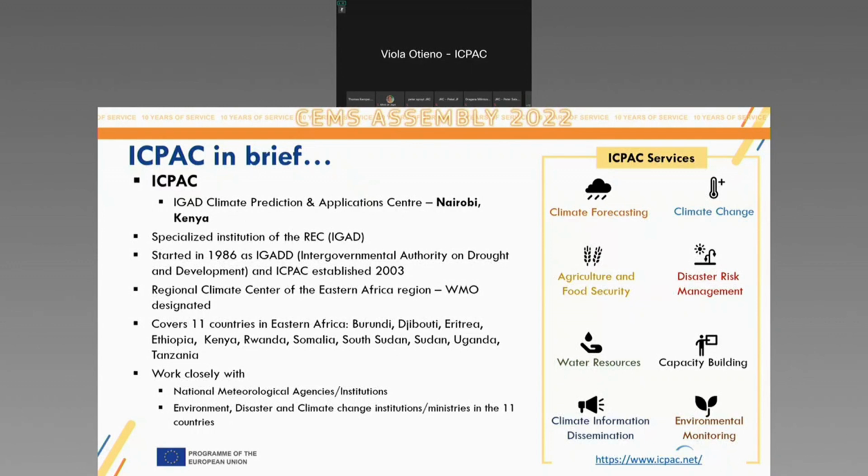ICPAC is also a WMO designated regional climate center for Eastern Africa, and we serve 11 countries in Eastern Africa, and the countries are listed on the slide. The mode of operation is that we work very closely with national meteorological agencies and institutions. But in addition, because we also look at climate applications, we work closely with environment, disaster, and climate change institutions as well. Our services can be divided into 8: climate forecasting, climate change, agriculture and food security, disaster risk management, water resources, capacity building, and climate information, and also environmental monitoring.